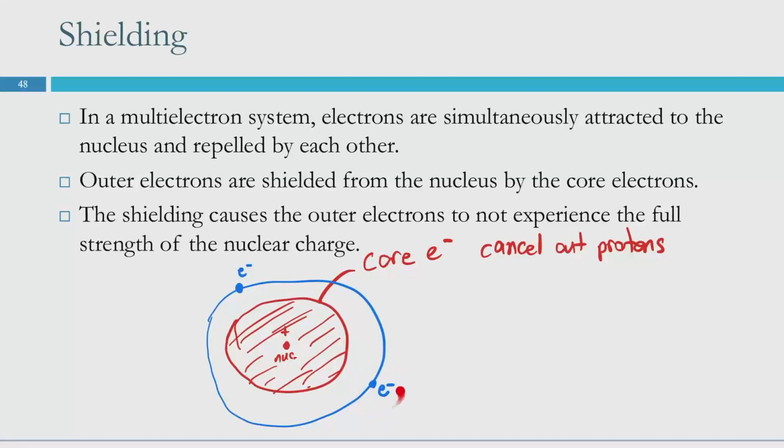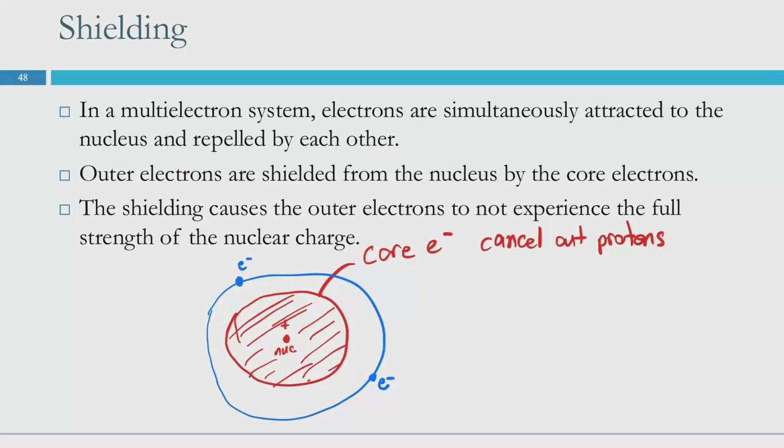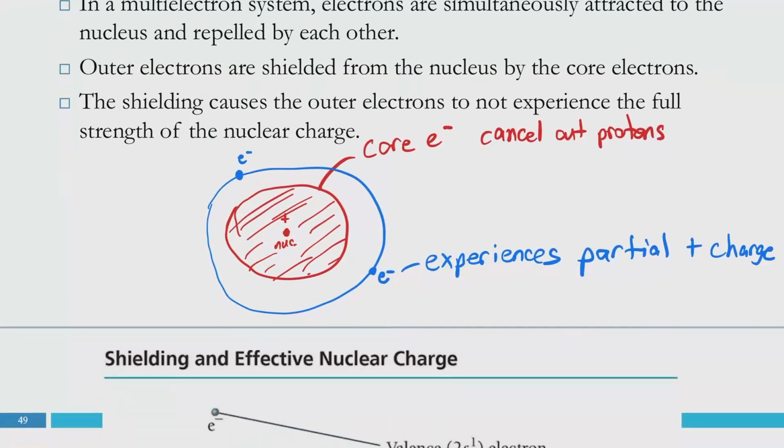So we've got these electrons on the outside. All of the electrons on the inside are repelling these electrons, pushing them away. They're also being attracted to the nucleus, so that's pulling them in. So overall, they're experiencing a net pull-in, because there's always going to be more protons in the nucleus than there are core electrons. So out here on the outside experiences a partial positive charge. This is the effective nuclear charge that we were talking about earlier.